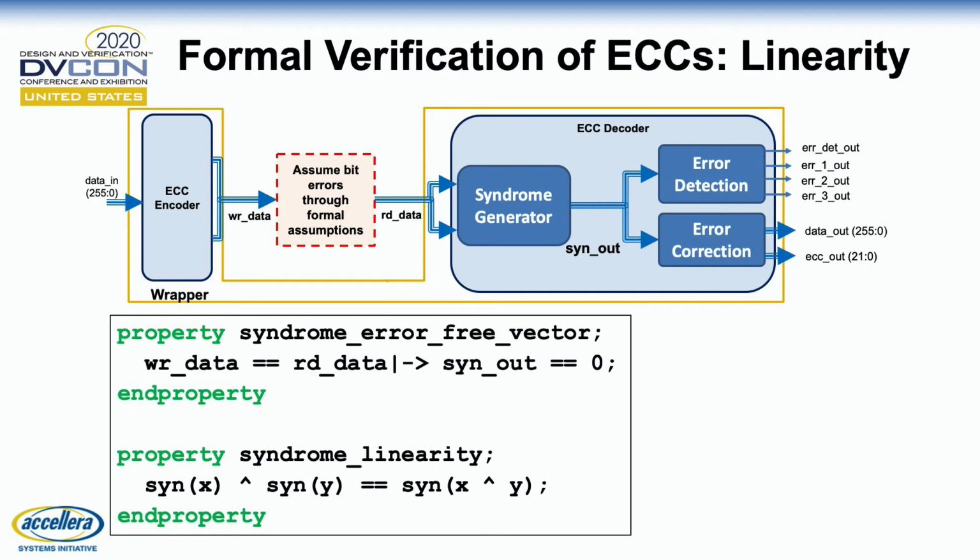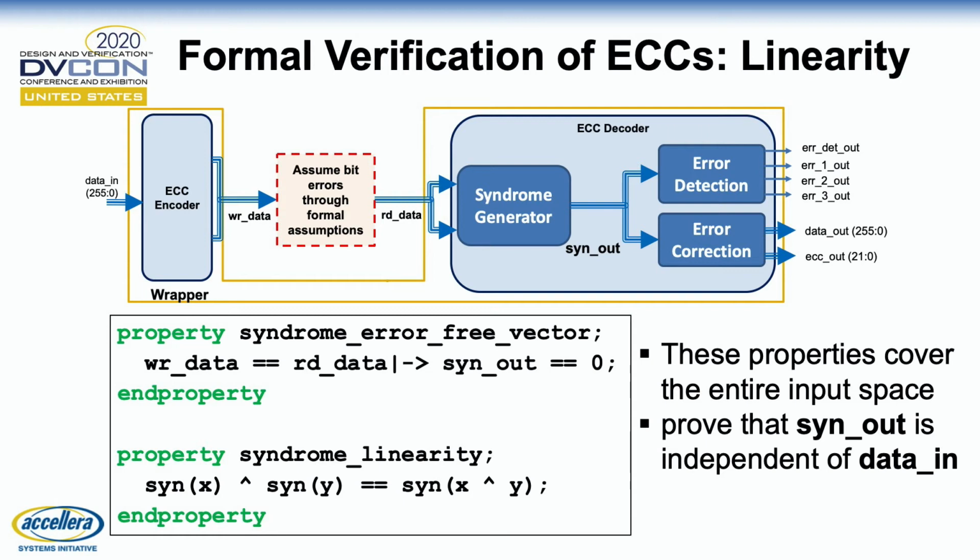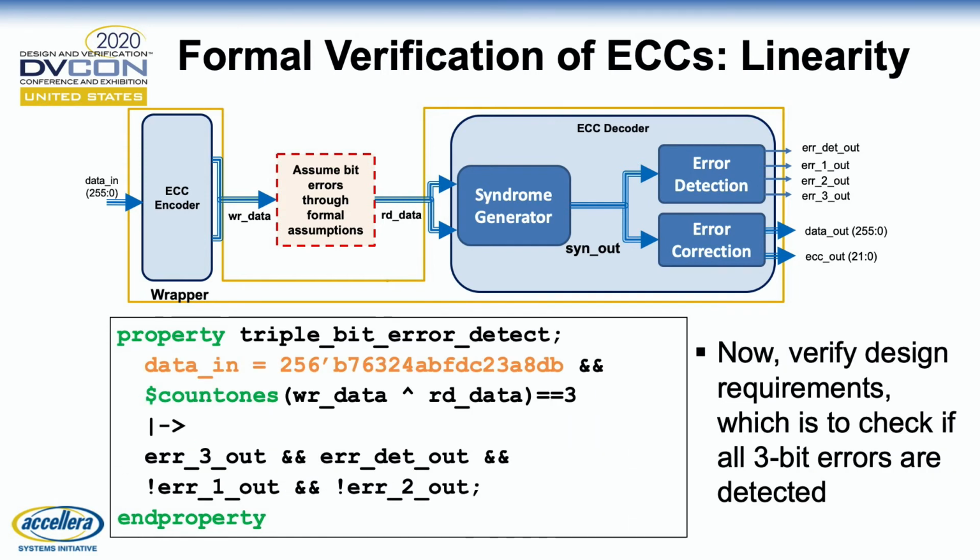And in the next property, we are trying to prove the linearity. So syndrome of x XOR, again XOR is performing the bitwise addition, syndrome of y is equal to syndrome of x plus y. Once we prove these properties, it is proven that the output of the syndrome generator is independent of the data in. And once we prove this, we still need to prove that the detection and correction is working properly, for which we still need the original properties.